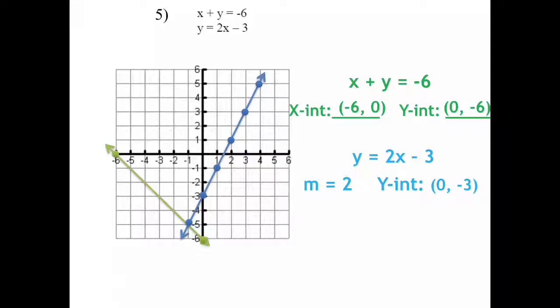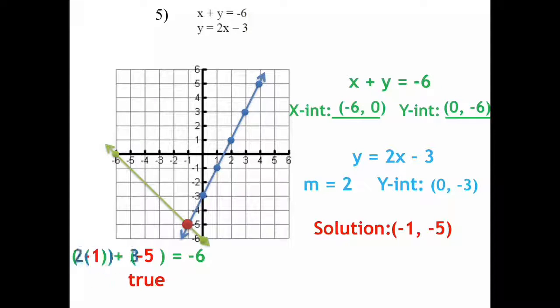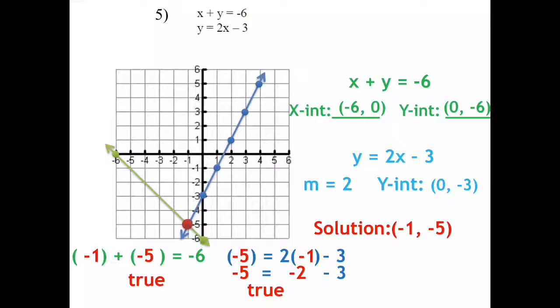All right, so what's the solution? So the solution is (-1, -5). Okay, let me go ahead and check the answer really quick. Let's go to the next one.